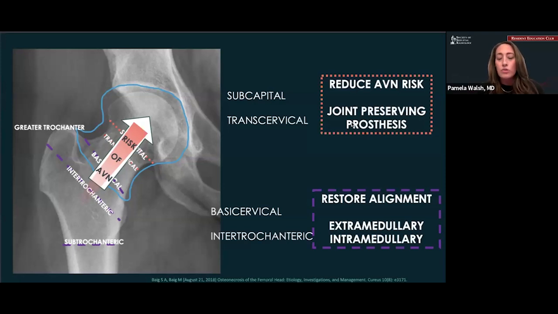And we have our basicervical and intertrochanteric fractures. Even though basicervical is intracapsular, we saw that image that it's so close to the blood supply that that's going to actually be treated like an intertrochanteric fracture. So with these fractures, we're really concerned about restoring their alignment, and that can be done with extramedullary or intramedullary hardware, which we're going to see.